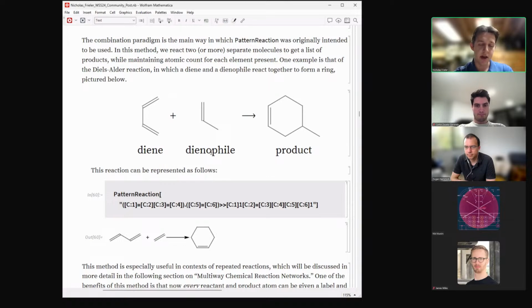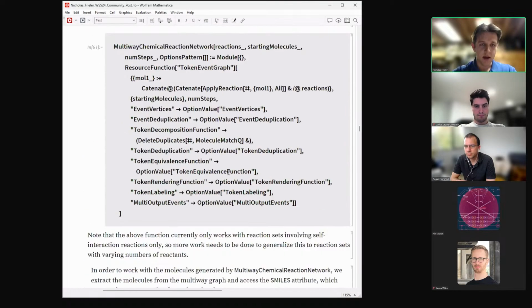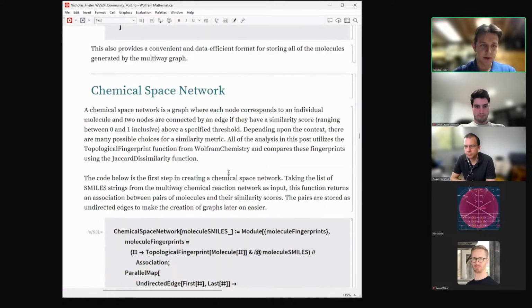And if you have a bunch of molecules together in some sort of solution, you can't really control which molecules are interacting with others. So this method of just saying we'll combine any two things possible works really well for that kind of setup. So that's the multi-way reaction network.